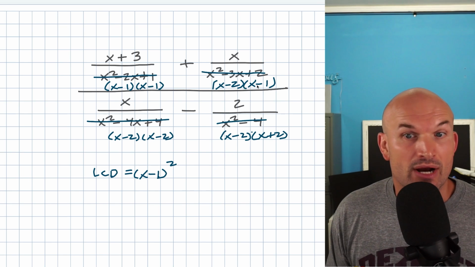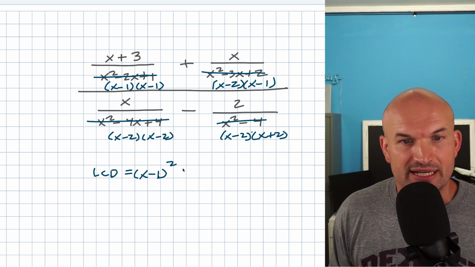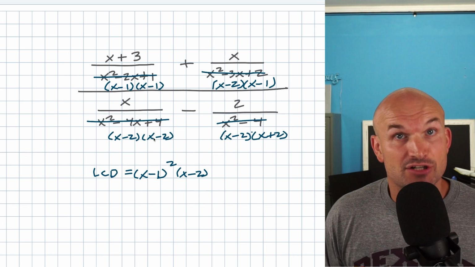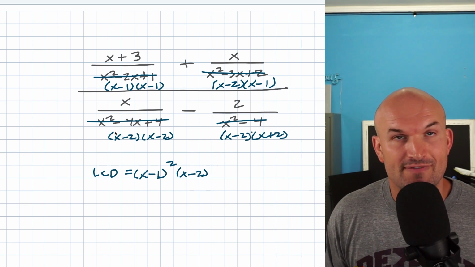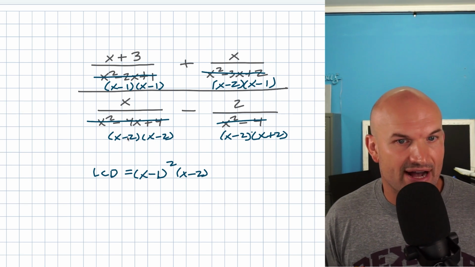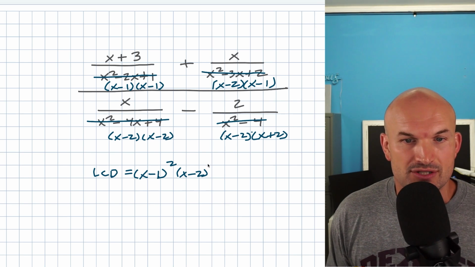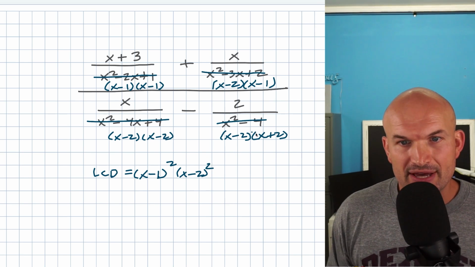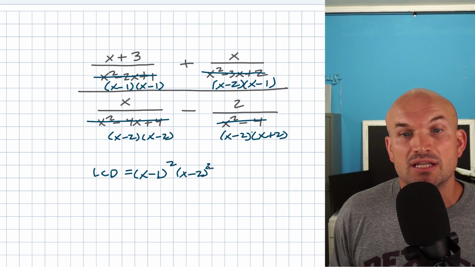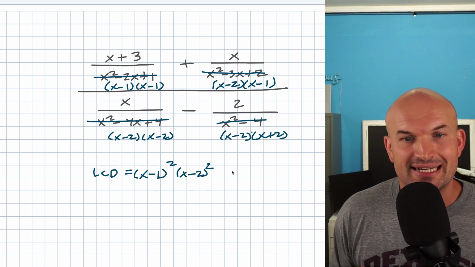In this case, we already have an x minus 1 that will divide out, but I do need an x minus 2. And then over here, you recognize there's 2 of them, right? If I multiply by x minus 2 once, that would divide out, but I need this one to divide out as well. So that's going to be an x minus 2 quantity squared. And then over here, I also need an x plus 2, because the x minus 2 will divide out, but I need that x plus 2.